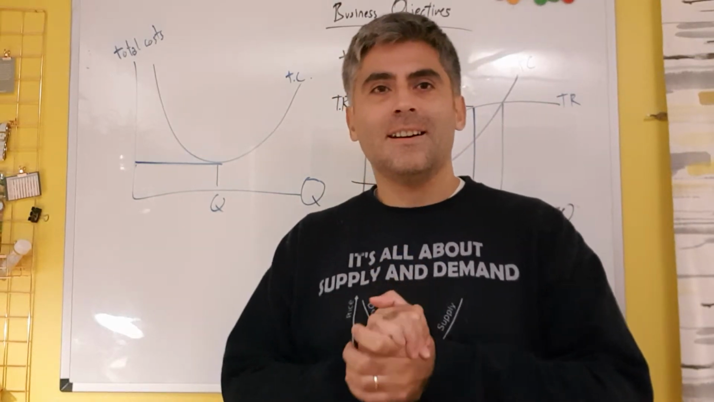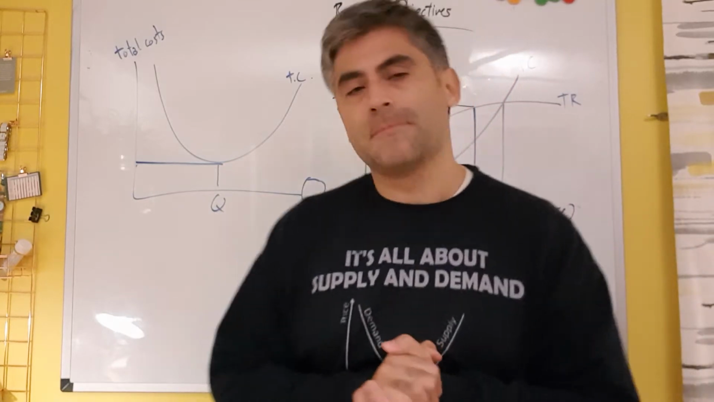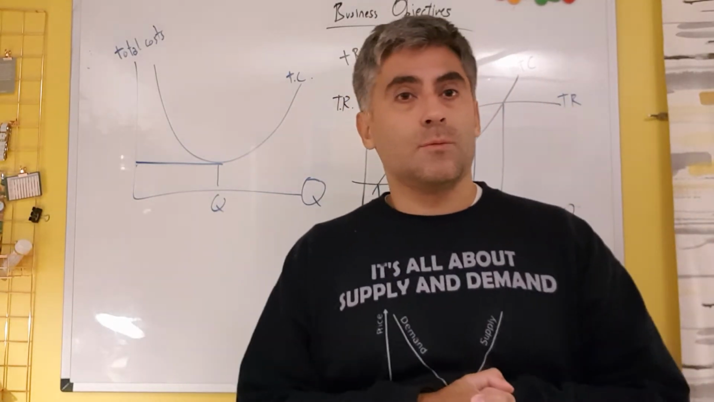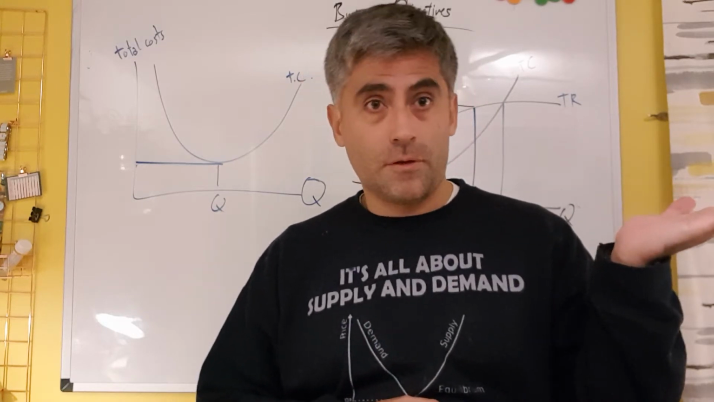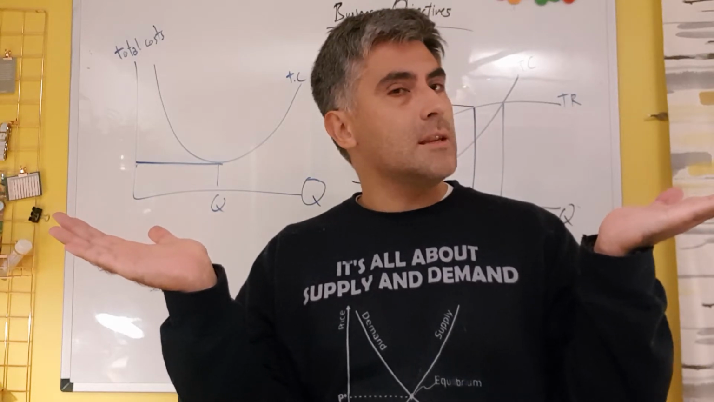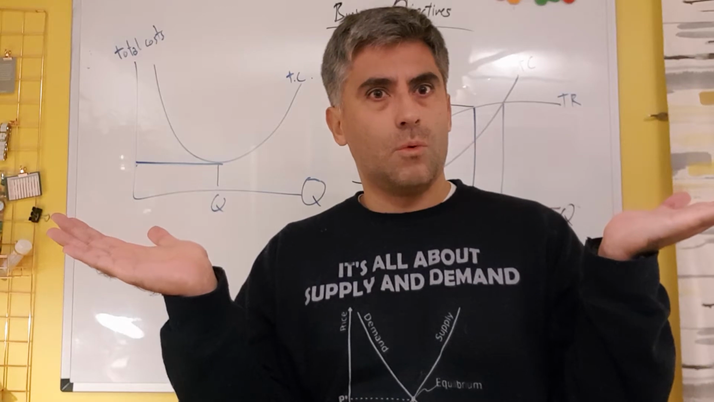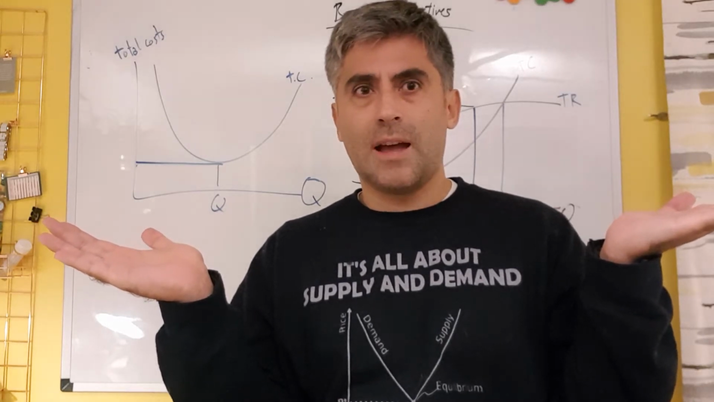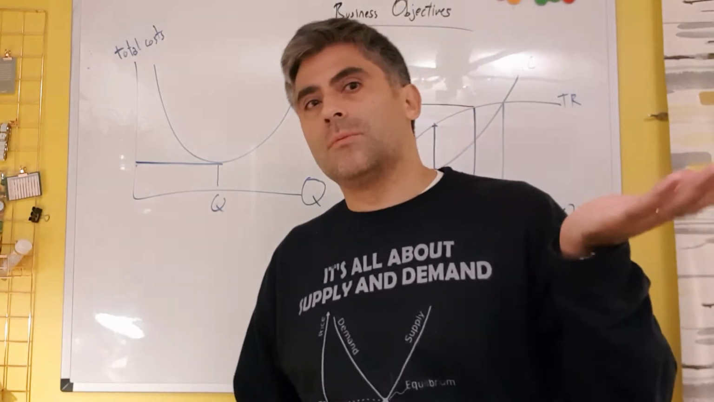Hello. So today we are going to look at business objectives. We have two theories: the traditional theory of firm and the alternative theory of firm. So traditionally, if I ask you what you think would be the reason you want to start a business or have a business, most people say profit, and that's the traditional objective.